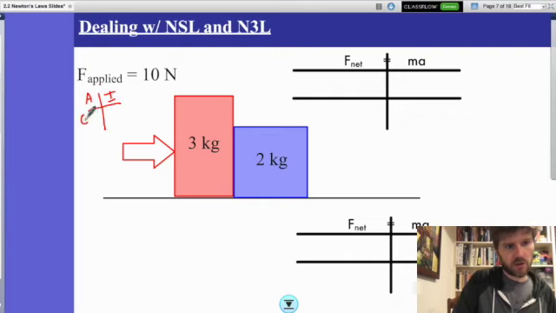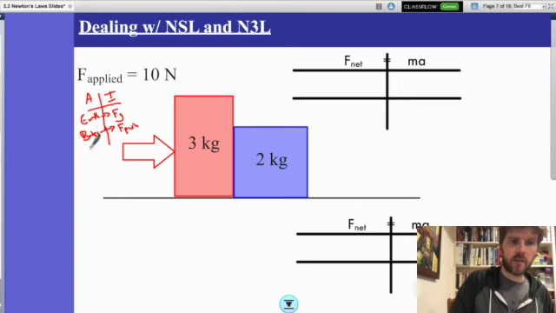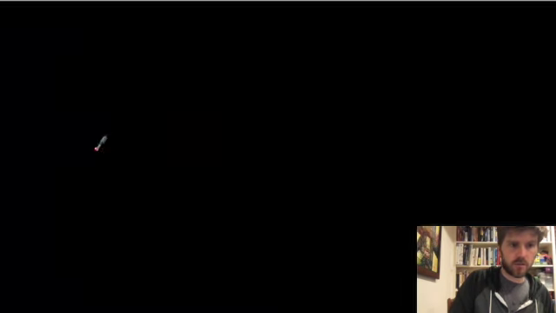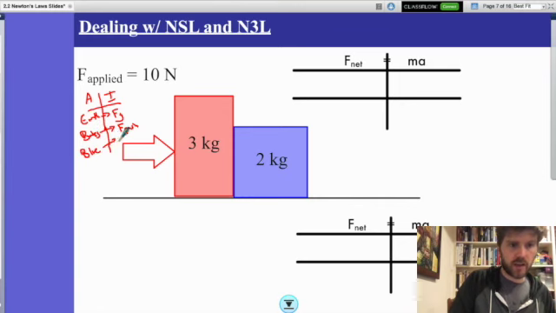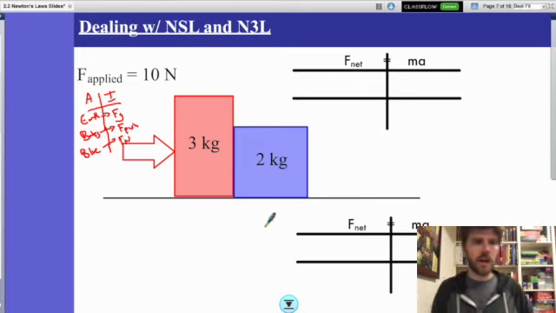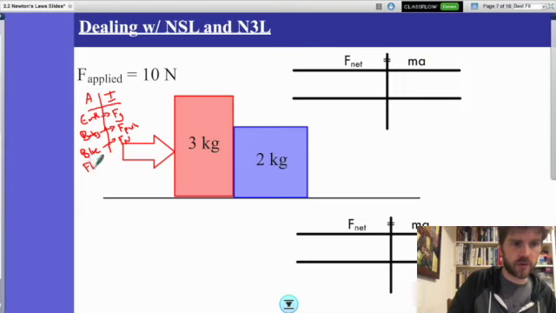I've got Earth providing gravity. I've got Mr. Bates providing a push. And I've got the blue box providing a normal force. The floor does not come in here. I guess you could actually say, yeah, the floor does provide a normal force as well.